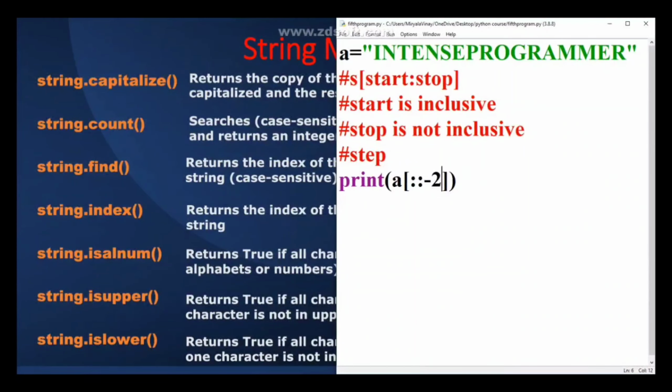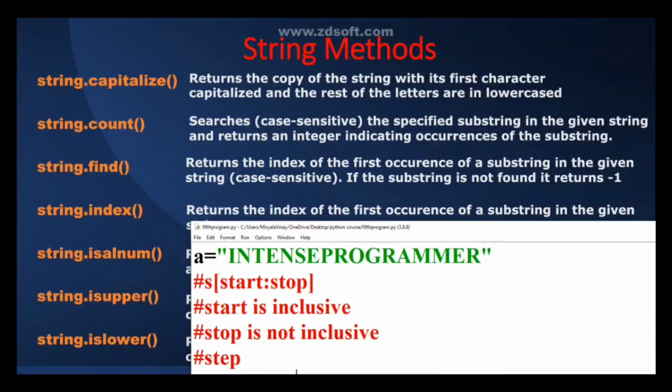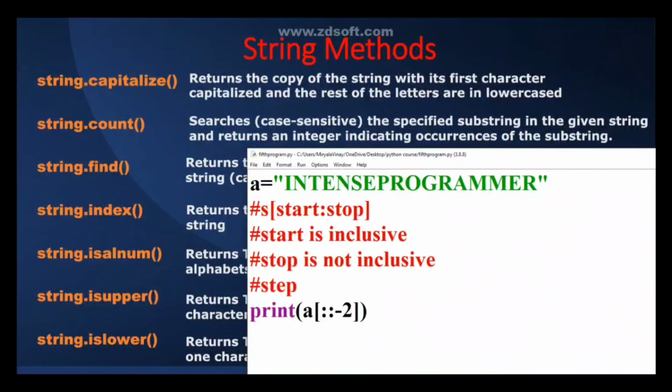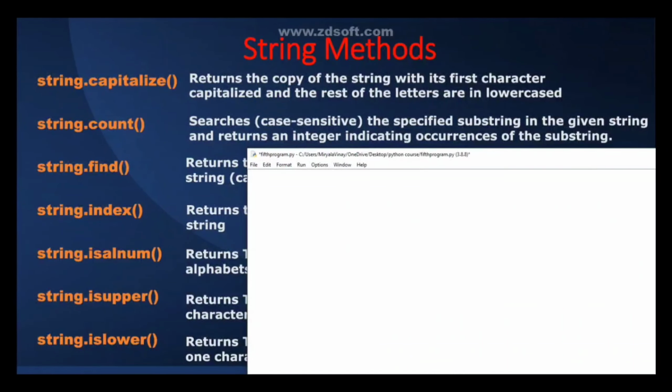So coming to the first string method, that is string dot capitalize. What this method does is return a copy of the string with its first character capitalized and the rest of the letters in lowercase. So let me give an example.